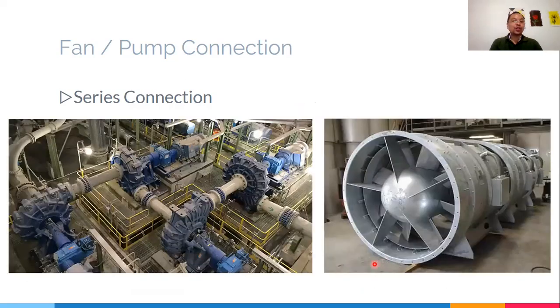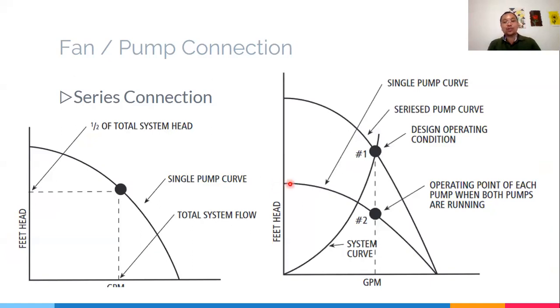Similar to the parallel connection, you must connect pumps of identical capacity, identical performance, identical units. See, this fan is identical to the fan behind. This pump is identical to the pump before it. So these four pumps are identical. These three fans are identical. When you connect identical units in series, this will be the result of your system curve. It goes vertically. Your head increases, but your flow remains the same.